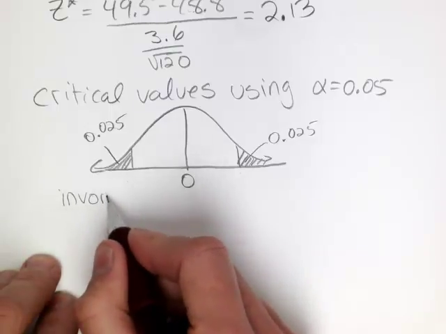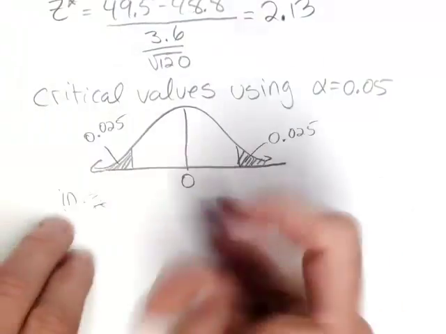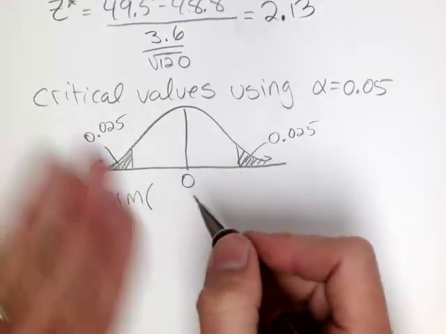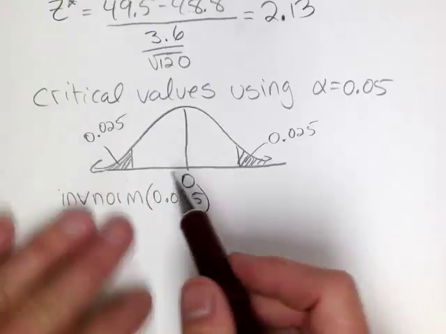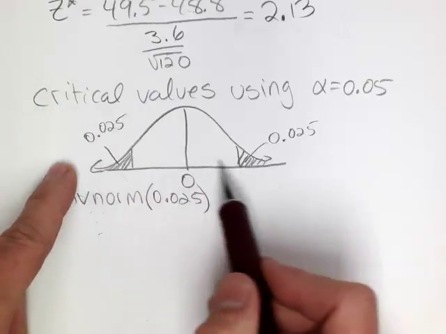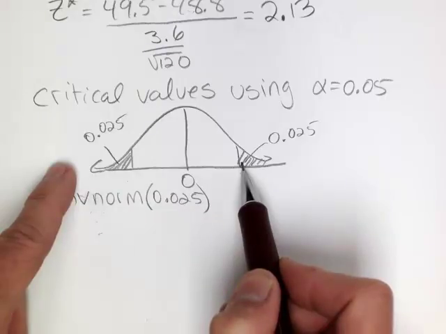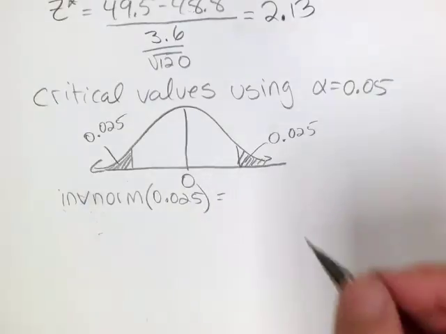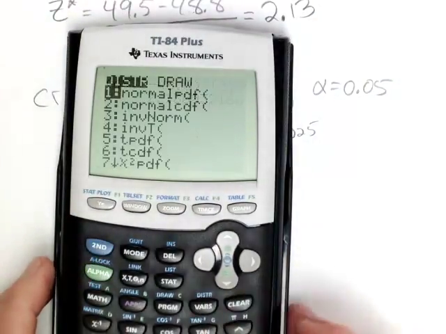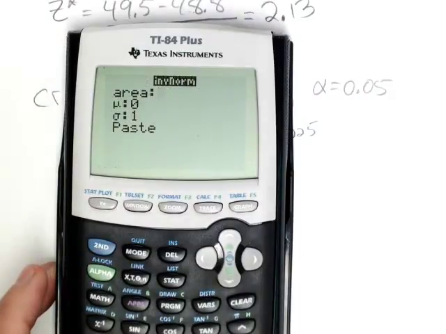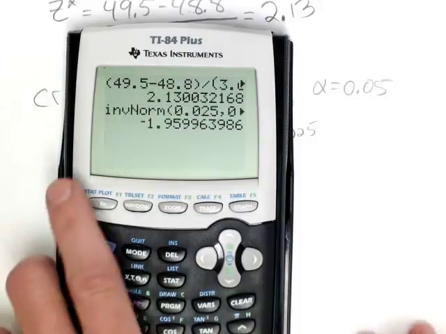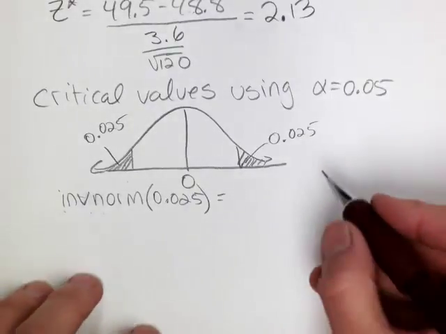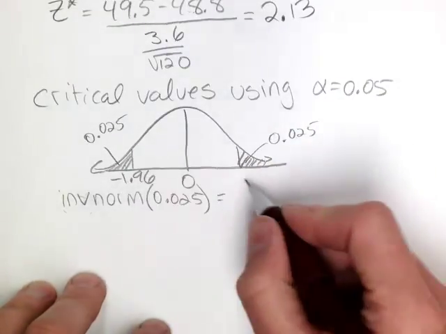So I'm going to go inverse norm, and a cumulative area of 0.025 to get that lower one. Similarly, you could find the upper one using a cumulative area of 0.975. So putting that into the calculator, going to my distribution menu, my cumulative area for that lower critical value is 0.025, and I'm on standard normal, so I don't need to change mu and sigma. So I get negative 1.96. So my critical values will be negative 1.96 and positive 1.96.